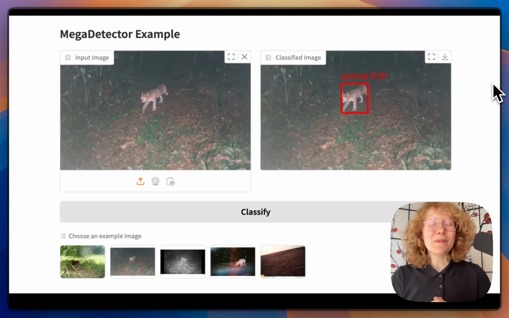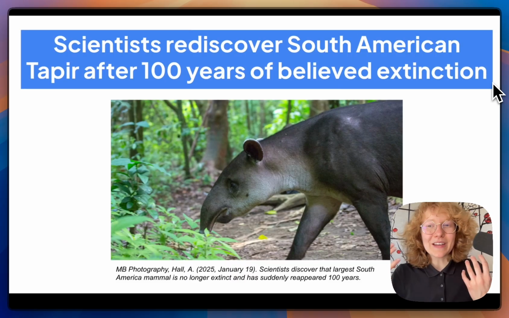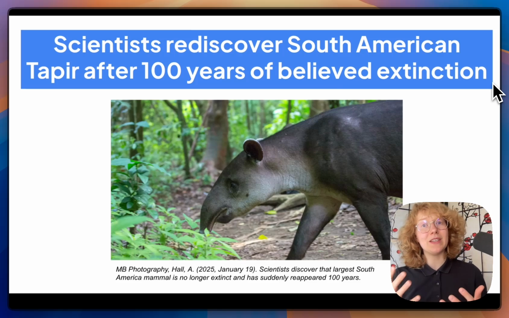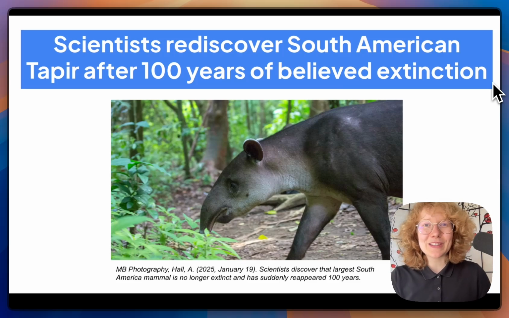So there's a quick up and running tutorial to get you started with MegaDetector. And hopefully things like this could help actually rediscover animals that maybe were once thought to be extinct. Just this year, scientists rediscovered the South American tapir after 100 years of believed extinction. And using these camera trap networks, we might get a better toll on the current state of biodiversity, what species need more resources, and even rediscover species that we thought were extinct.